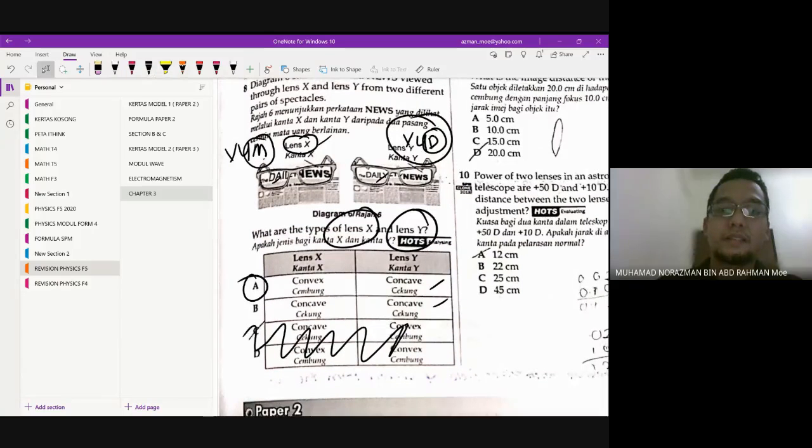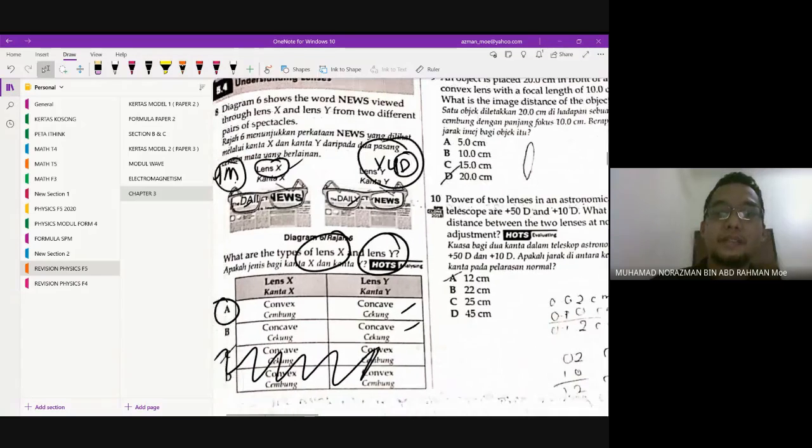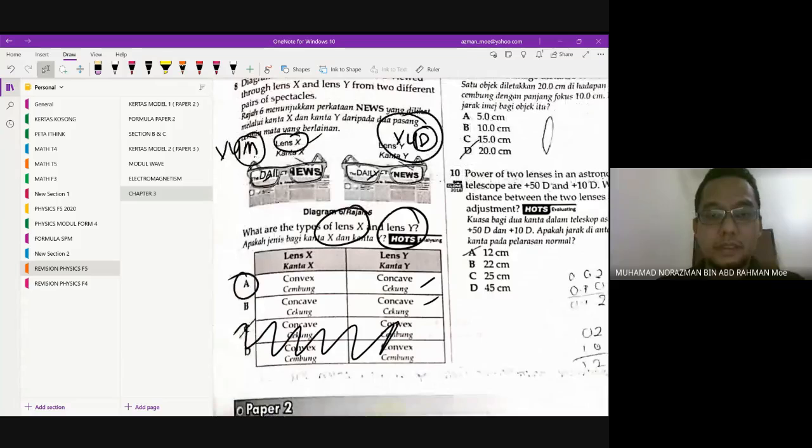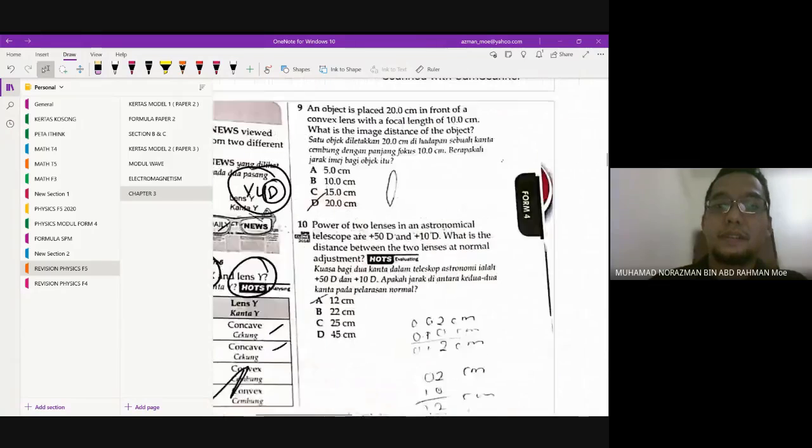List characteristic of image, then identify which lens. Okay, clear? Ada soalan tak ni? Any question? Question number 8 ada? Ada. Clear. Right. Okay, question 9.